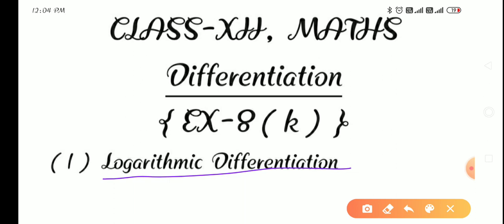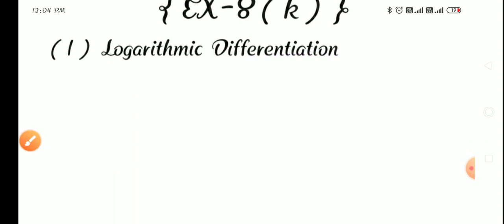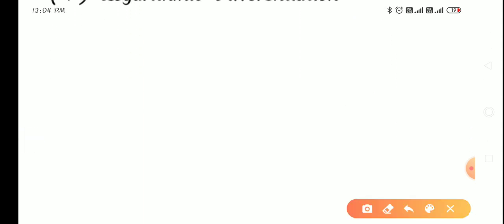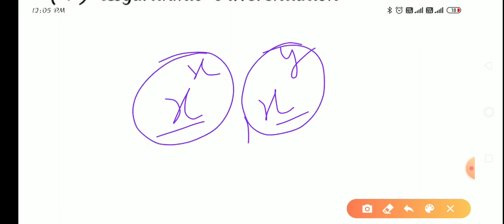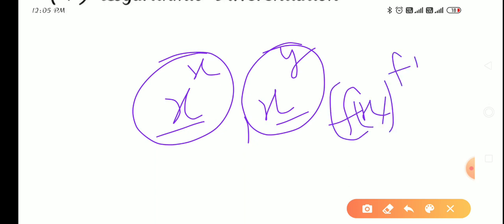Now the question comes in the mind, in which type of questions do we have to take log before differentiation? So I will tell you. Suppose you have a variable to the power of a variable, x to the power x or x to the power y. Such types of expressions you want to differentiate. In other words, function to the power function. In such questions you have to take log before differentiation, then differentiate.